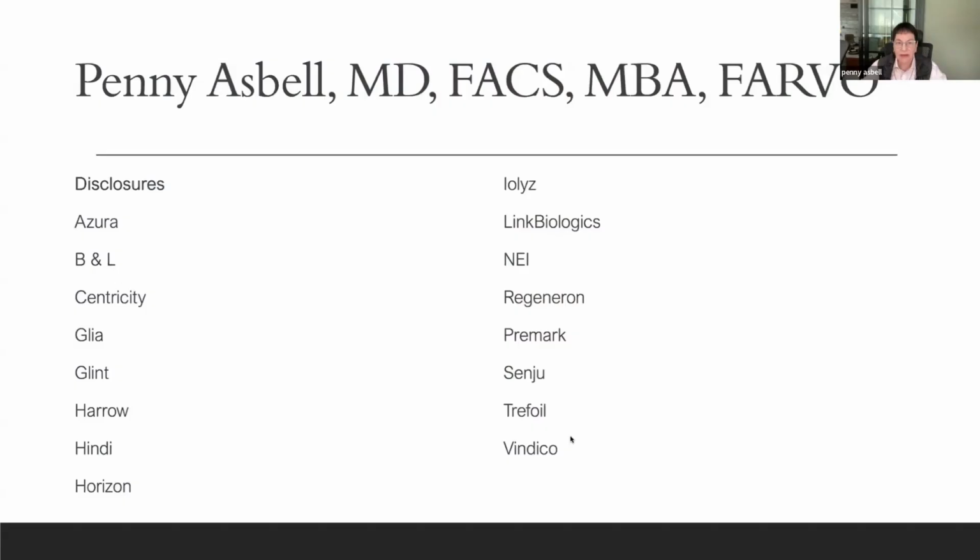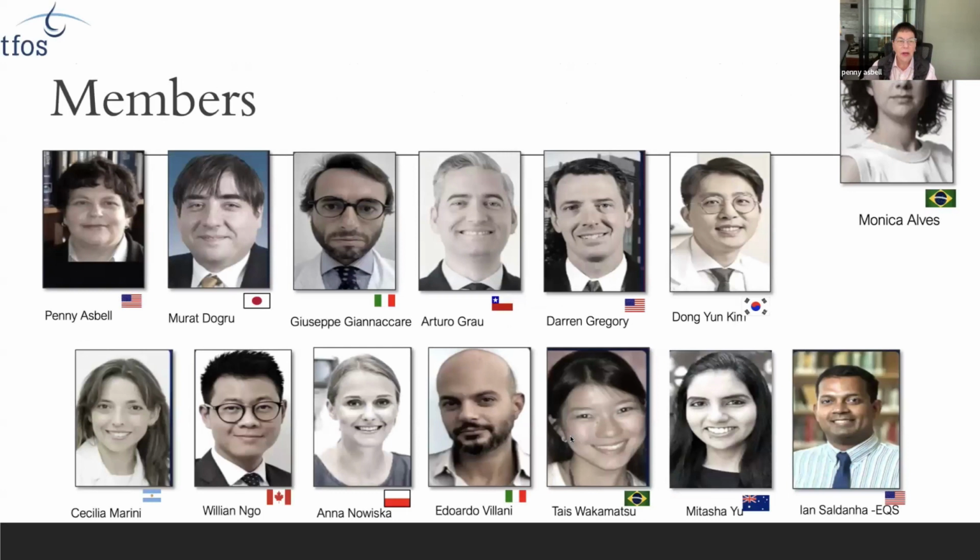These are my disclosures, nothing specific related to this, but I work with a lot of companies in developing protocols for clinical trials. That's really one of my areas of interest, is how to make the clinical trials more effective in terms of determining safety and efficacy. And it's great fun, and I enjoy doing it. So I'm involved in a lot of different companies as well as research people. A lot of people, as was just mentioned, were involved in TFOS. I must say, a really awful picture of myself, but this was our team for the environmental diseases.